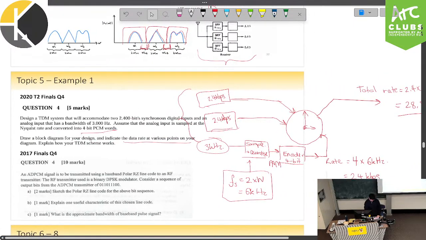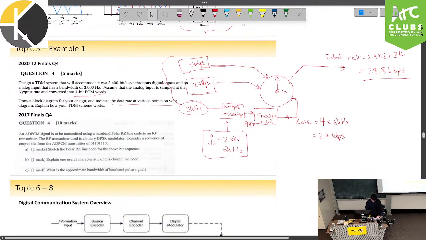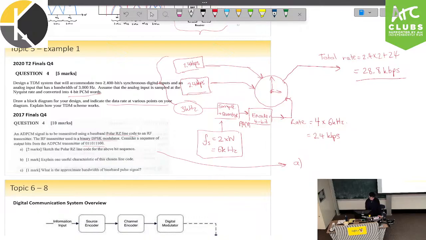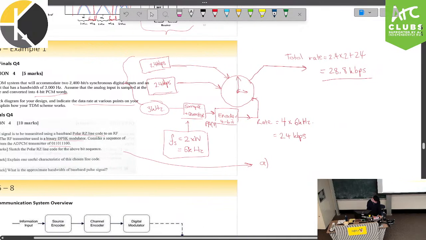Cool. All right. And then question 4. A DPCM signal is to be transmitted using a baseband polar return to 0 line code using an RF transmitter. The RF transmitter uses a binary DPSK modulator. The sequence of bits that we're trying to transmit is right here. So for part A, we are asked to sketch the polar RZ line code for this bit sequence.